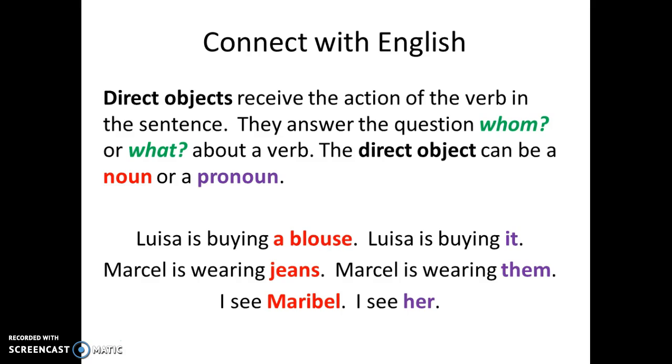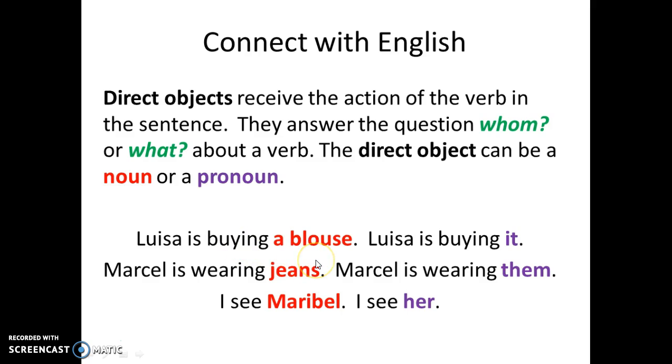Direct objects receive the action of the verb in a sentence. They answer the question whom or what about a verb. The direct object can be a noun or a pronoun. In order to understand what this paragraph means, let's look at these sentences down here.